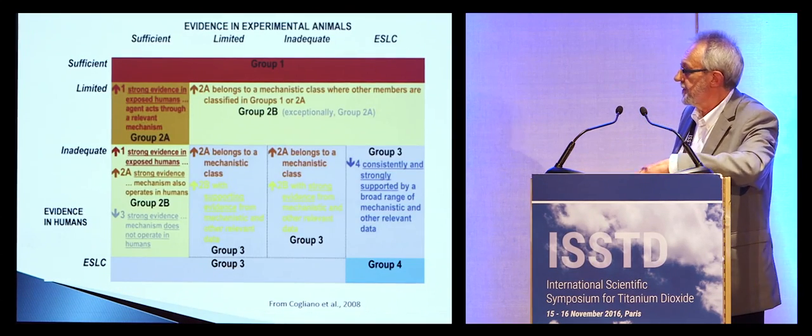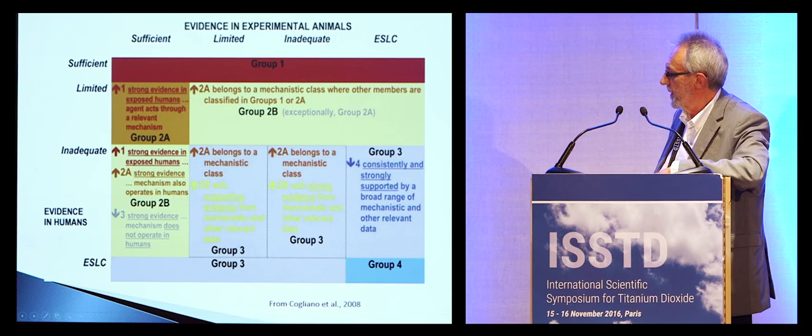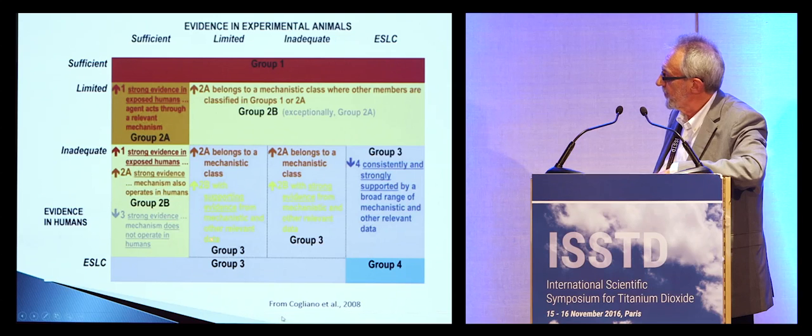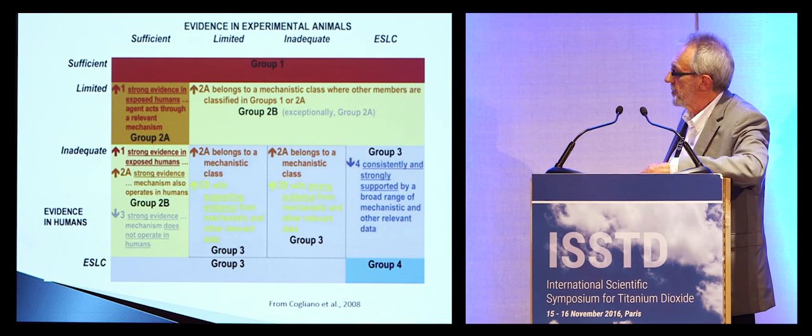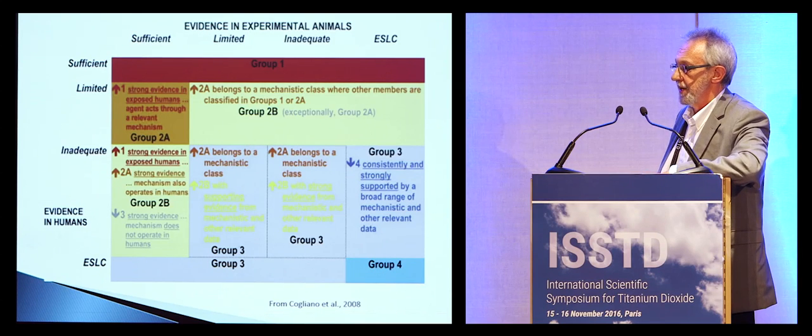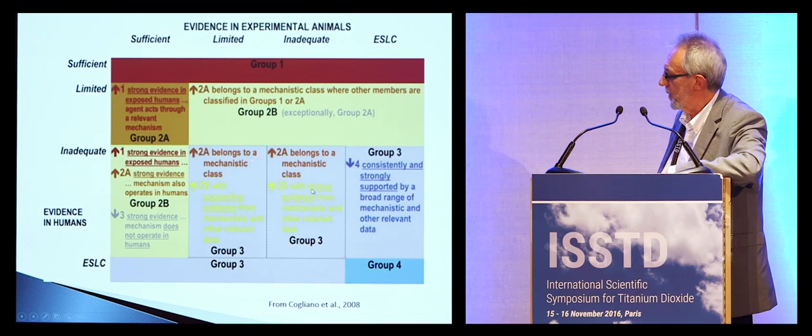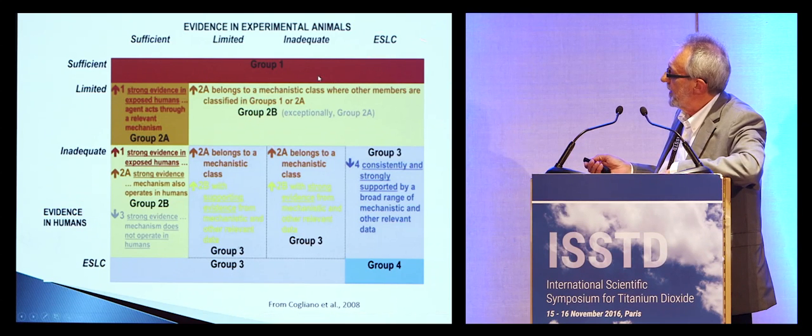Now, I hope you can see this. This is taken from another IARC publication by Cogliano et al. in 2008. Apologies for the yellow. This was taken directly from the Cogliano paper, but I wasn't able to edit the color scheme in it. What this shows is how mechanistic data and genotoxicity data is a key element of the mechanistic evaluations that are used within carcinogen classification. So what this shows is how mechanistic data can drive a classification both upwards and downwards. ESLC is evidence supporting lack of carcinogenicity.